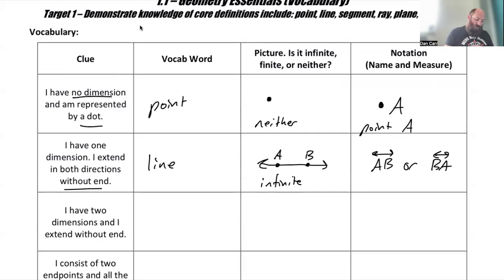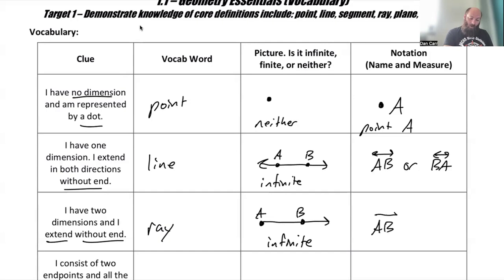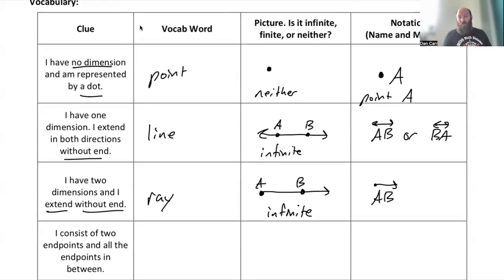I have 2 dimensions and extend without end. So if I extend without end in one direction, this is going to be called a ray. A ray has a starting point and goes forever in another direction like this. This is also going to be infinite. If I name it with 2 letters like AB, my notation is similar to my line, except I use a one-sided arrow. This starts with what's called a terminal point. If it starts at point A, my notation needs to do the same thing. If I did it backwards as BA, that actually is something different. It's not going to match up here.